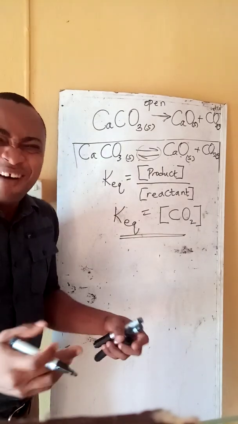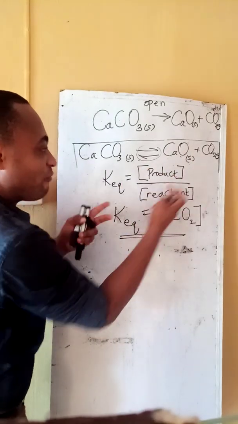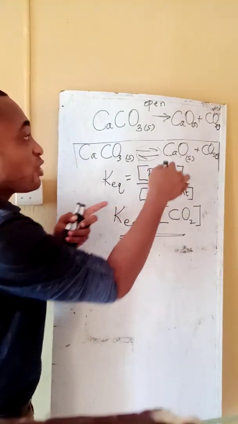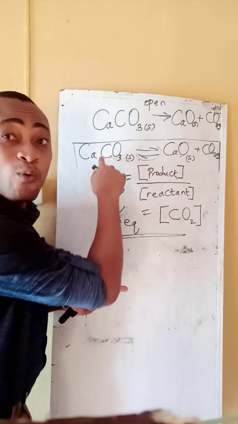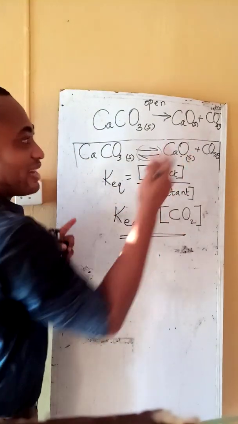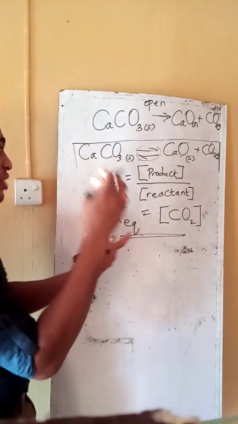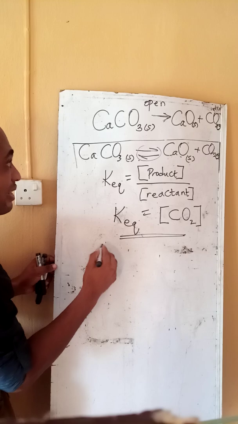Easy, isn't it? Yeah, very easy. Just follow that. Remember, concentration of products over concentration of reactants. We did not include this and this. Why? Because they are in the solid state. This is the only gaseous state. I trust you understand.